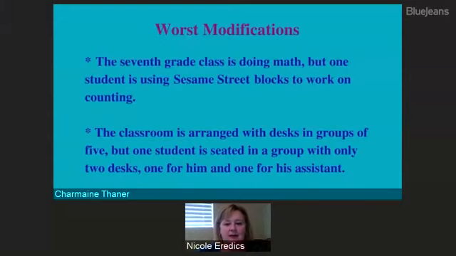Now, the next example here of a worst modification is the classroom is arranged with desks in groups of 5, but one student is seated in a group with only 2 desks, one for him and one for his assistant. So do you want to speak to that one?